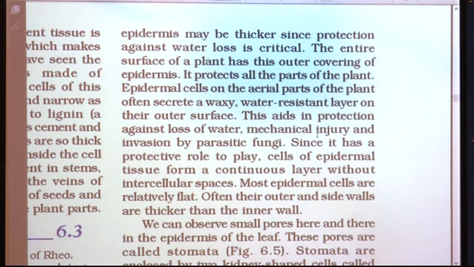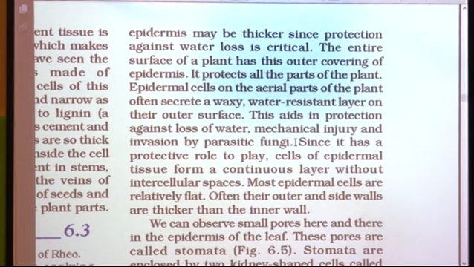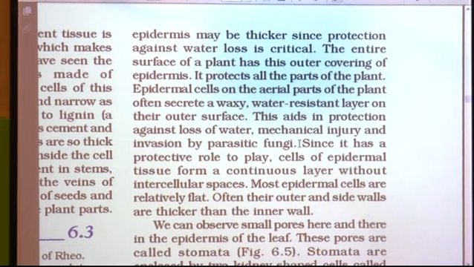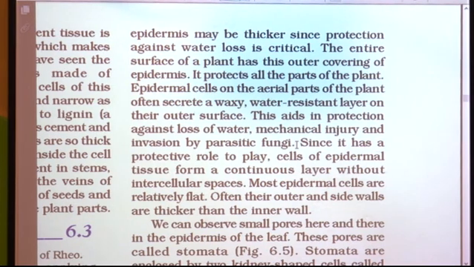Similarly, it helps against mechanical injury and invasion by parasitic fungi. So plants get protection from loss of water, from mechanical injury and from attack by parasitic fungi because of the presence of this waxy and water resistant layer on the aerial parts of the plant.